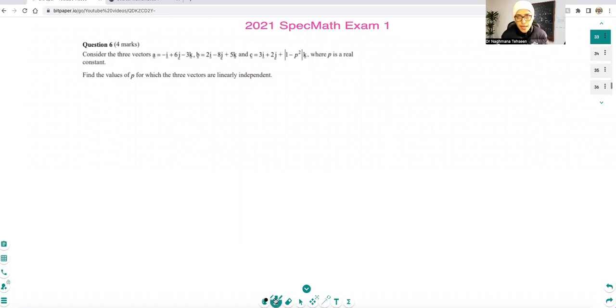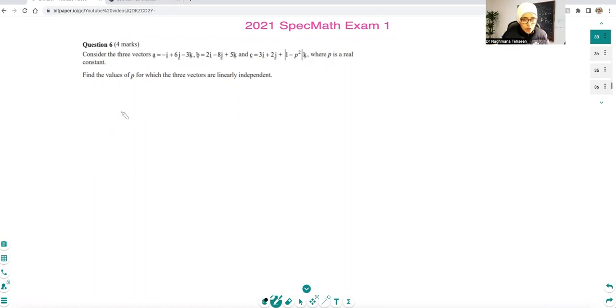Spec Maths Exam 1. So we're up to question number 6. If you haven't watched the other videos, you can go back to the previous questions in the other videos. So let's see what we've got in this question. The first thing we need to look at is that this question was worth 4 marks, so we need to provide as much detail as we can to get the whole mark.